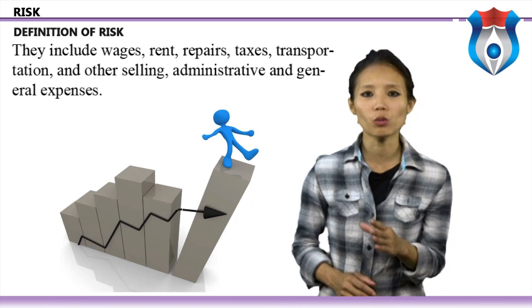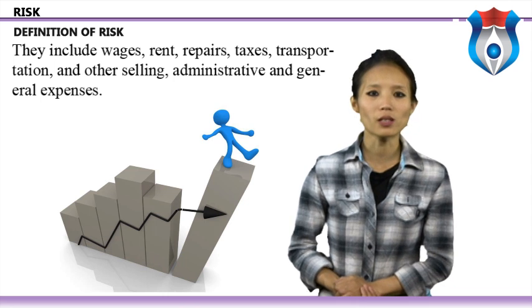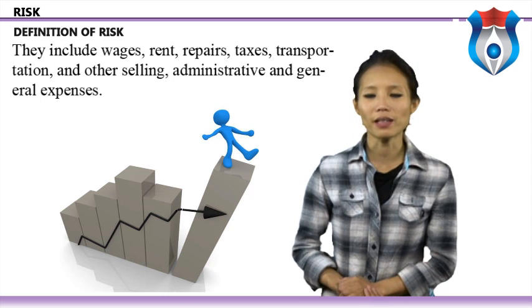Business risk refers to the likelihood of this occurring and is further divided into two types: systematic risk and unsystematic risk.